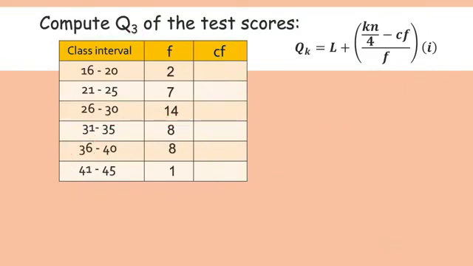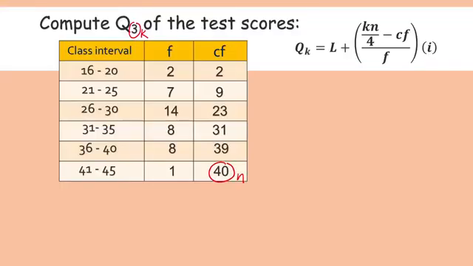The third quartile. So the same CF: 2, 9, 23, 31, 39, and 40. But this time, the value of K is 3. This is our N. So we will have Kn over 4, which is 3 times 40 divided by 4. How much is this? 30, sir. Now, which CF does 30 belong to? 31. Correct.